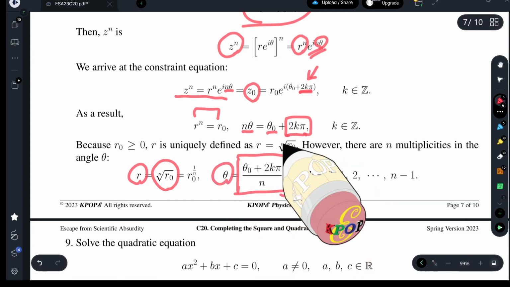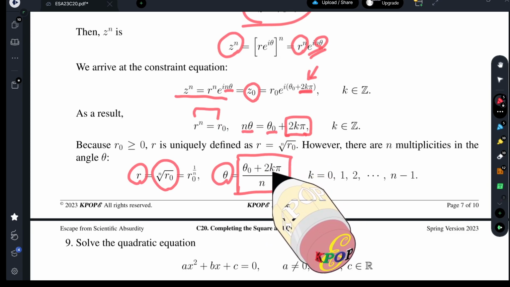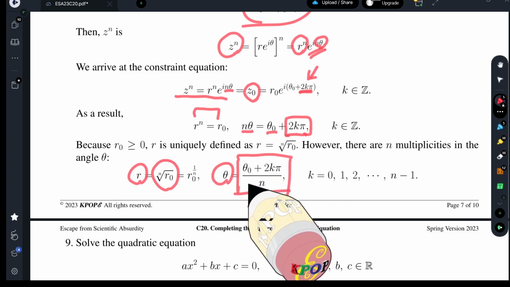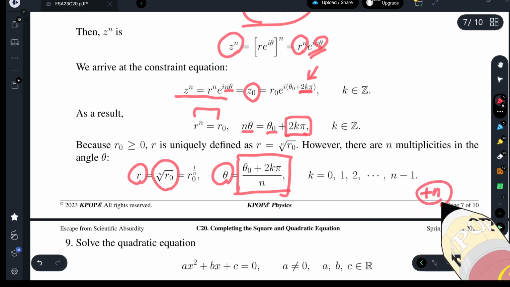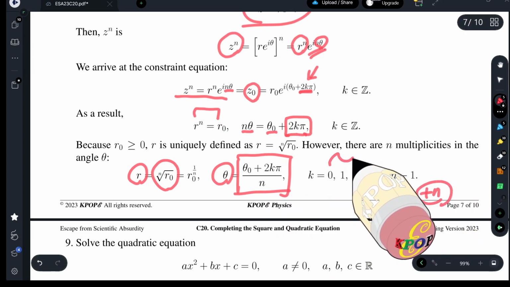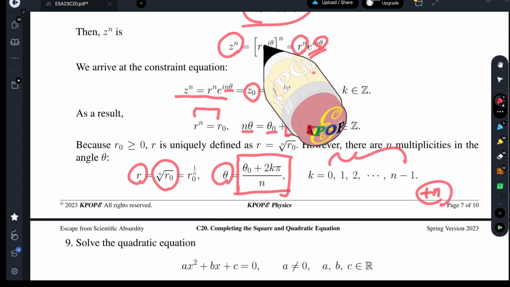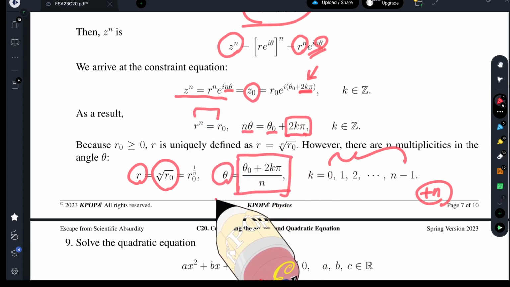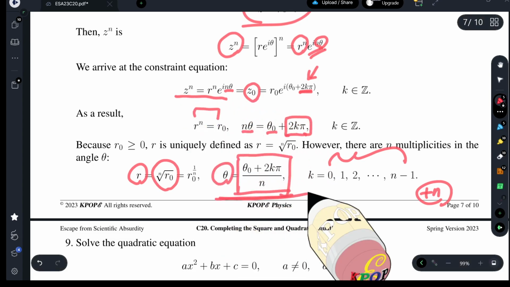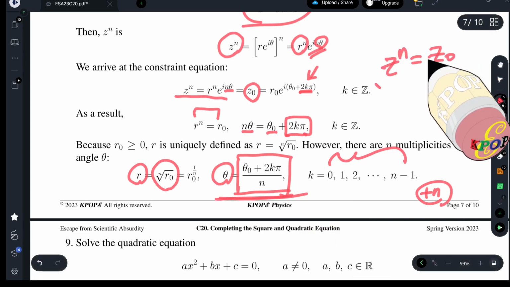There are many thetas. Because we divide both sides by n, this k returns to the same value if I shift k by plus n. So there are n distinguishable angles that result in the same z0 for a given z. So there are n such solutions for the equation z to the n equals z0.